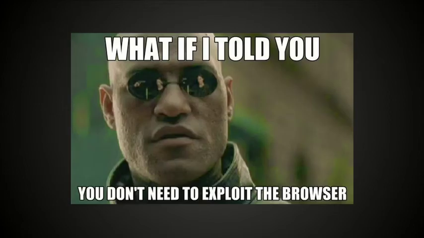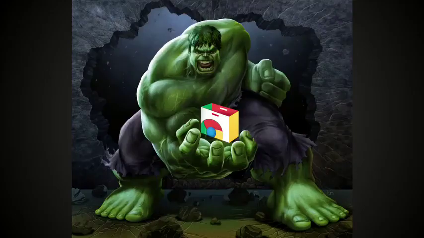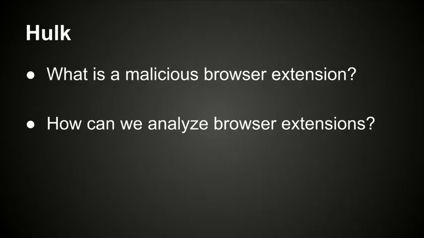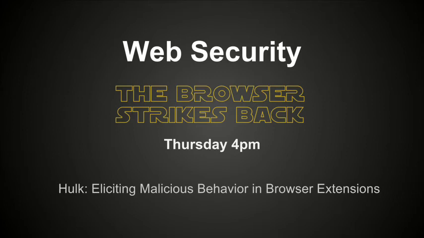But what if I told you that you don't need to exploit the browser, and that there is malware written in JavaScript? In this work, we present HULK, a system that dynamically analyzes browser extensions to identify malicious ones. During our talk, you will find out what is a malicious browser extension and how powerful it is to run JavaScript inside the user's browser. There are several challenges in analyzing extensions, since they are dependent on the pages that the browser visits. If you want to learn how HULK deals with these challenges, come to our talk at the web security session, The Browser Strikes Back, on Thursday at 4 p.m.